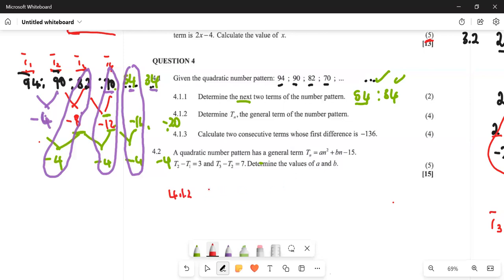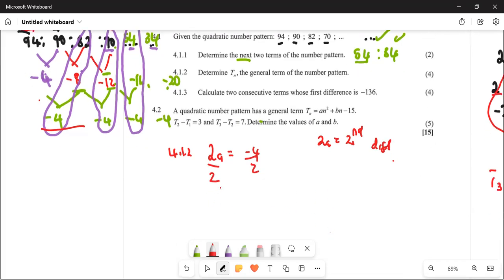First thing, 2a is equal to the first term of the second difference, which is negative 4. So 2a is equal to the second difference. To get a, divide both sides by 2. And then what do you get as your a? A is negative 2.